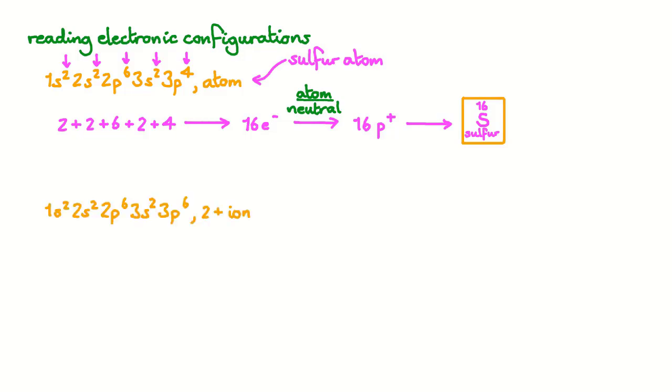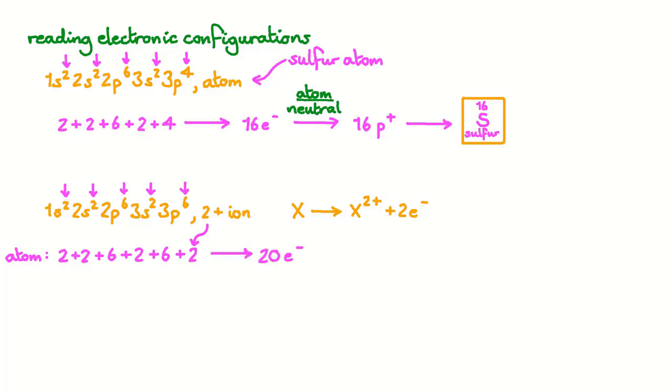The next example is a configuration of 1s2, 2s2, 2p6, 3s2, 3p6 for a 2+ ion. We start by doing exactly the same thing, adding up the number of electrons in the electronic configuration. However, to form a 2+ ion from an atom, the atom needs to lose 2 electrons. Therefore, to work out the number of electrons in the atom, we have to add them back. Therefore, in the equivalent atom, there would be 20 electrons, 20 protons, meaning that we must be dealing with an ion of calcium.